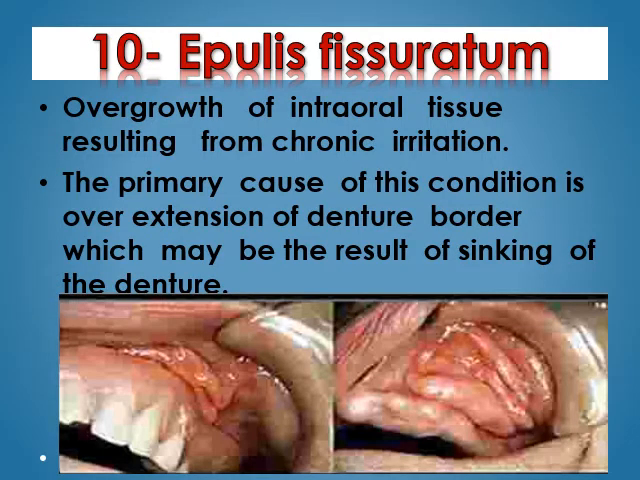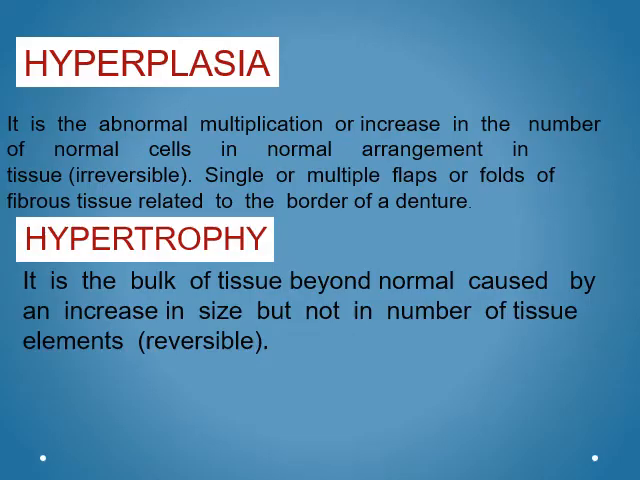Epulis fissuratum: overgrowth of intraoral tissue resulting from chronic irritation. The primary cause of this condition is overextension of the denture border, which may be the result of sinking of the denture. As we can see in the picture, as a result of the overextension of the periphery, the sulcus mucosa develops the epulis.